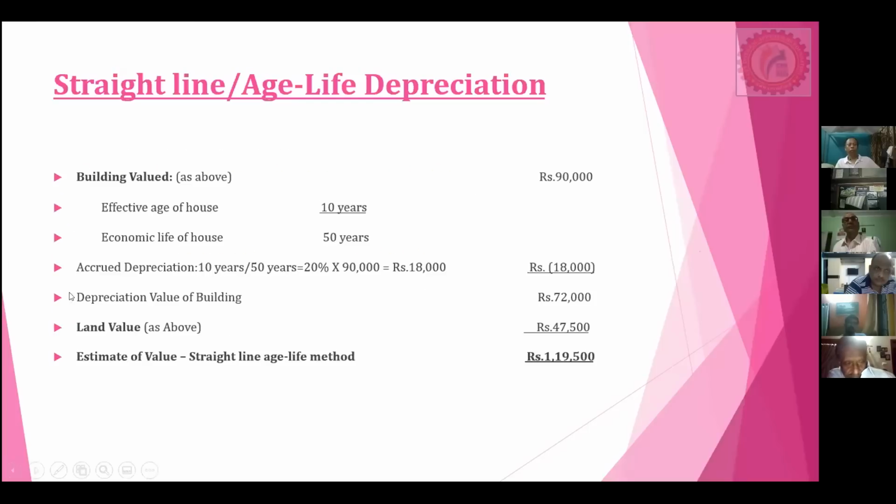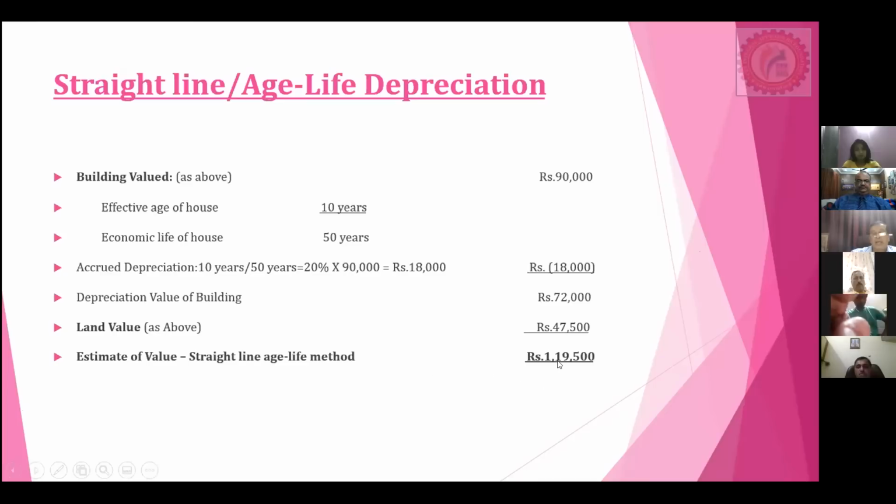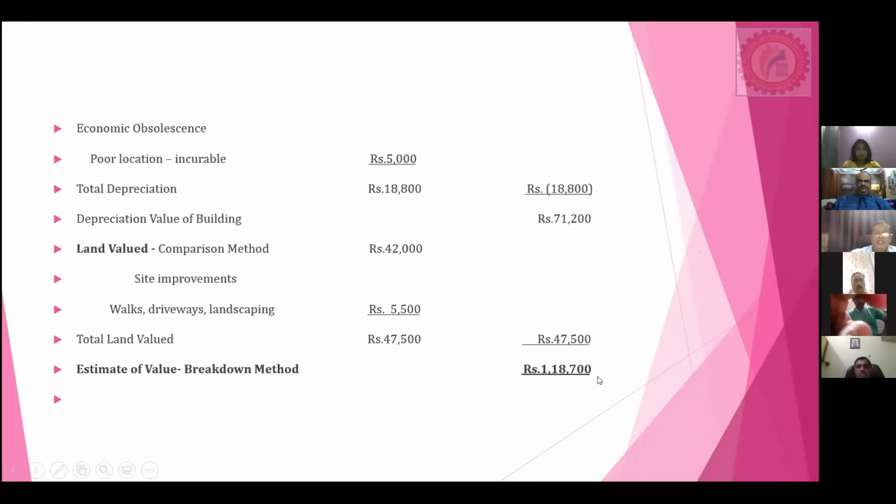And even with the straight line method of depreciation, the estimated value is around 1,19,500. And even with the engineering breakdown method also, we have arrived at the property value as 1,18,700. So that is the depreciated value of the building. To that depreciated value, we have added this land value and also the improvements, that is amenities, 5,500 to arrive at this 1,18,000.